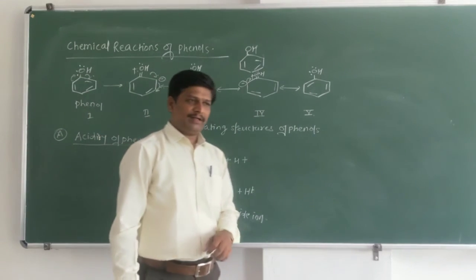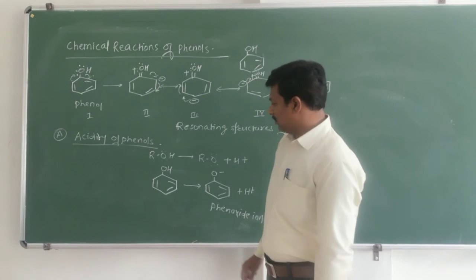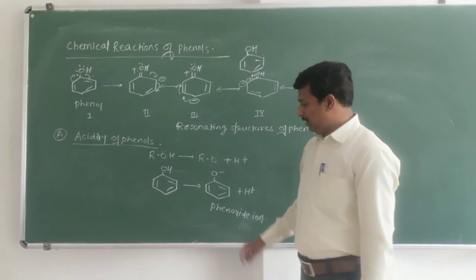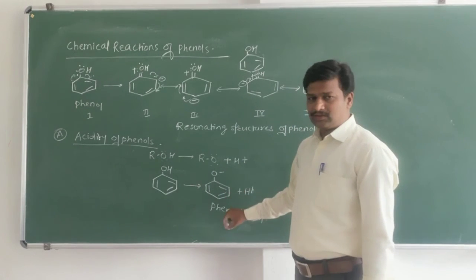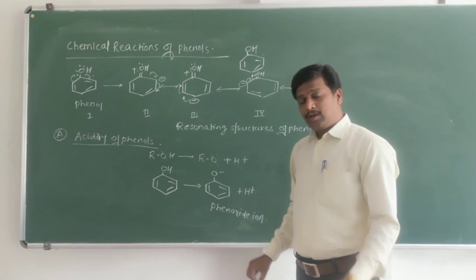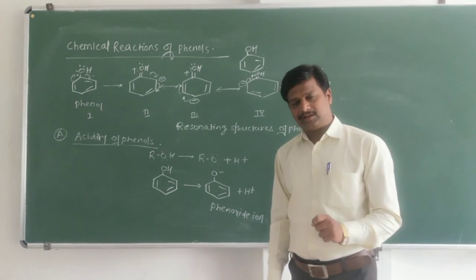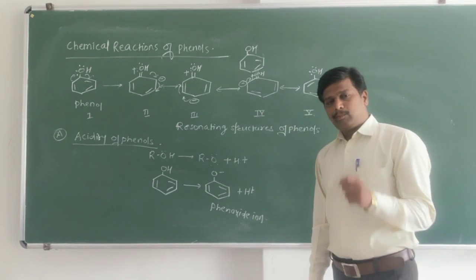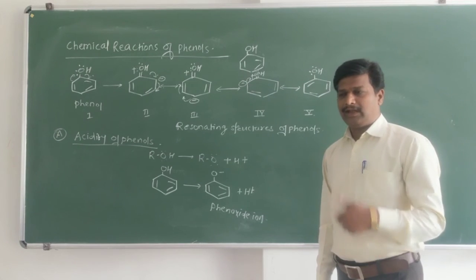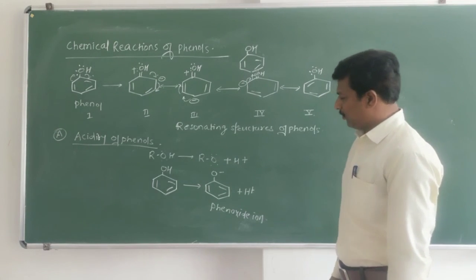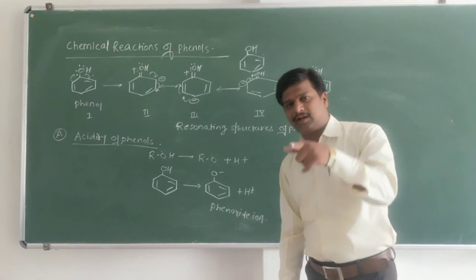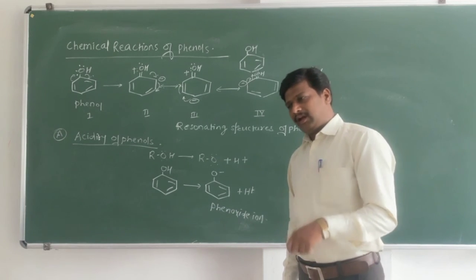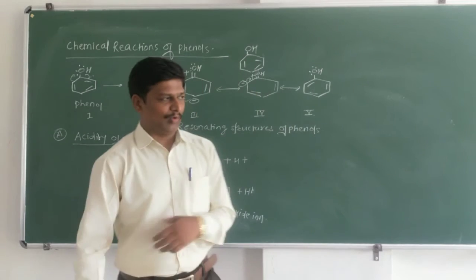Again I would like to tell you one point: alcohols are acidic and phenols are also acidic in nature, but what is the difference between these two? Phenols are millions times more acidic than alcohols. Again I would like to repeat, phenols are millions times more acidic than alcohols. But phenols are less acidic than carboxylic acids, meaning carboxylic acids are stronger acids, and phenols are weaker acids than carboxylic acids.